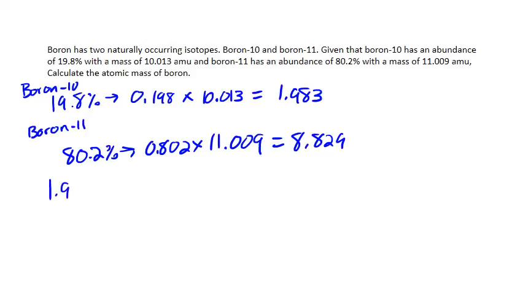So 1.983 plus 8.829 would give you 10.812. And that is our calculated atomic mass of boron in this example.